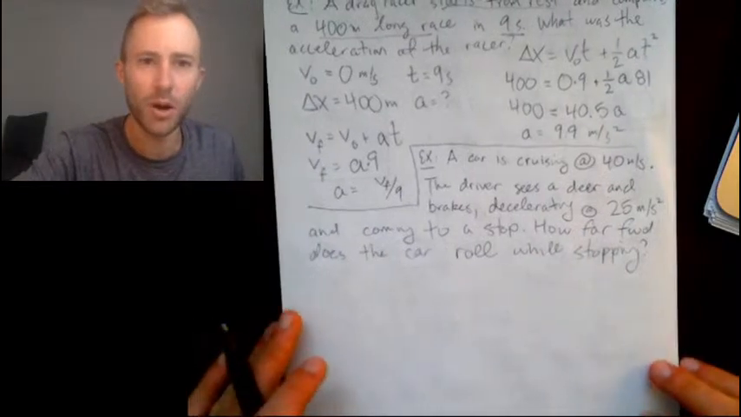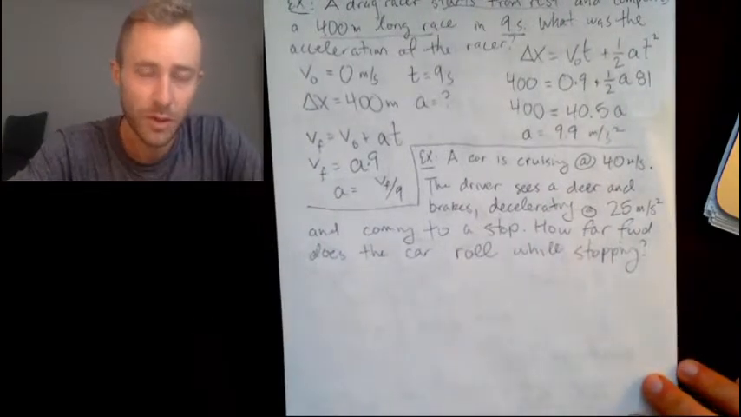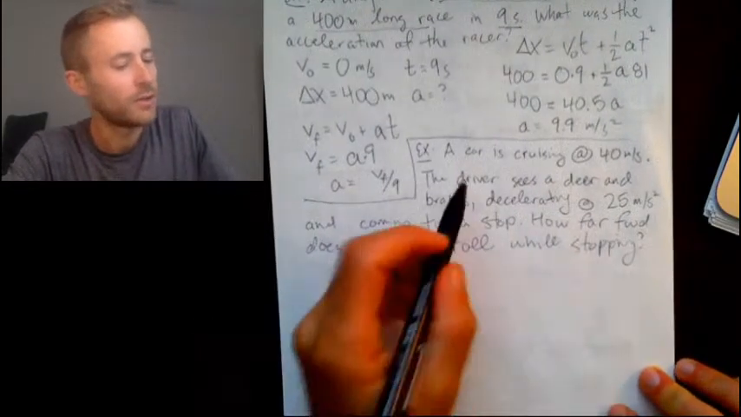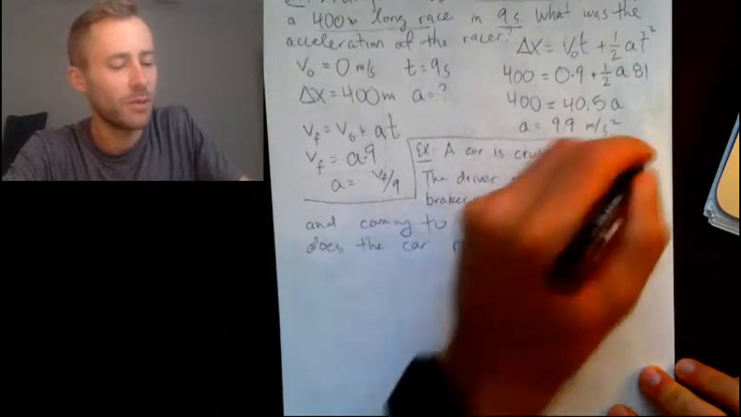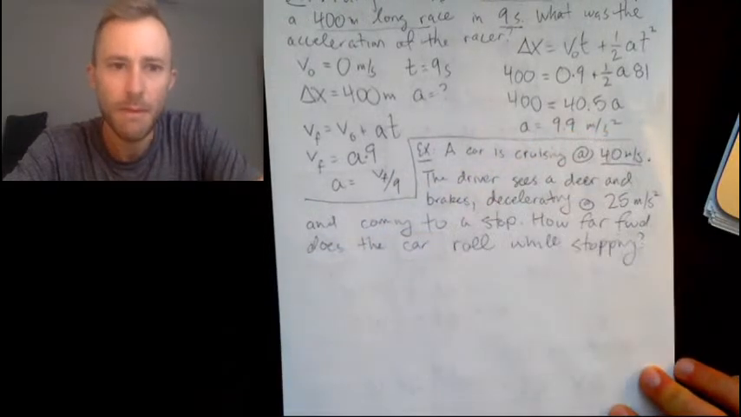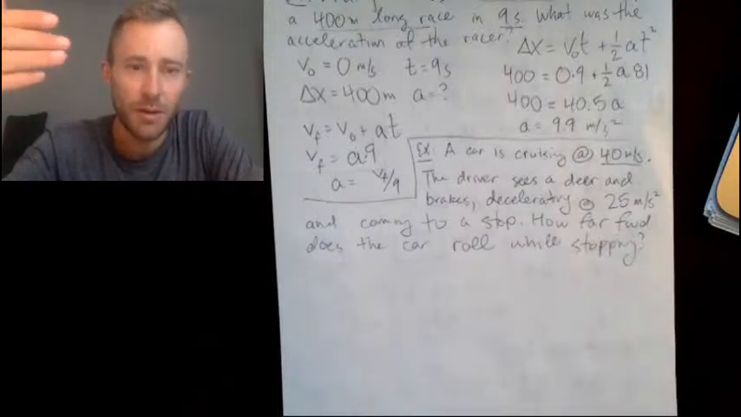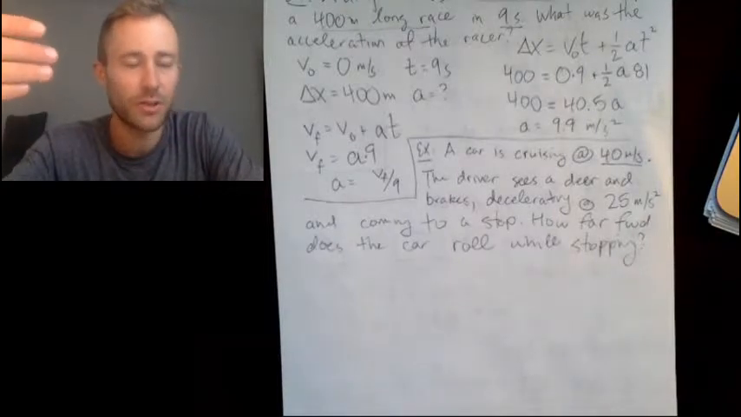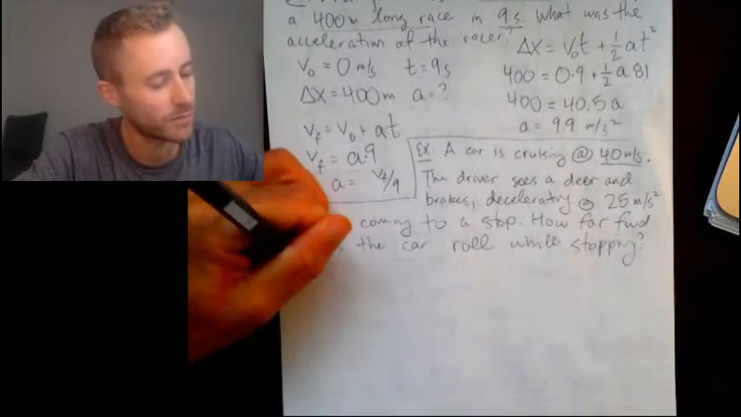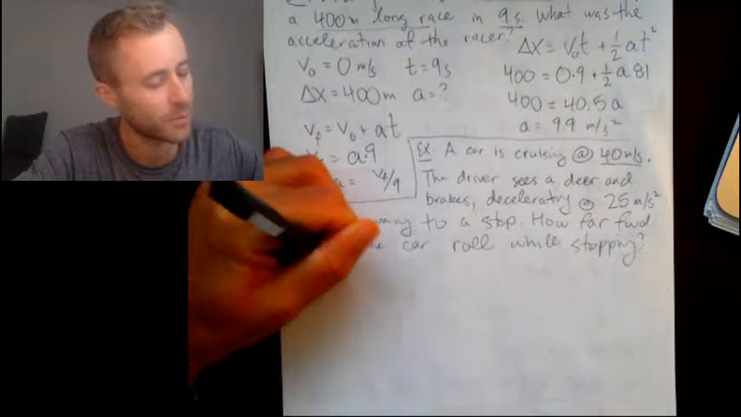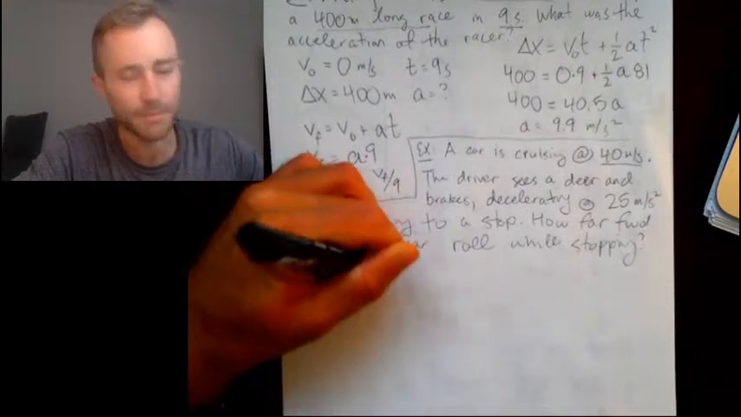So let's go ahead and parse this problem for the knowns. It says a car is cruising at 40 meters per second. That's what the car was traveling at before the brakes were applied. So that is the initial velocity. Initial velocity is 40 meters per second.